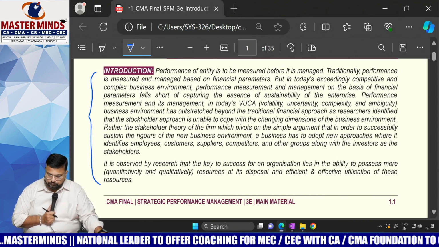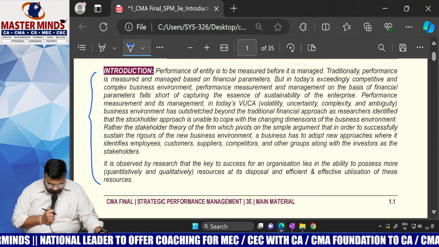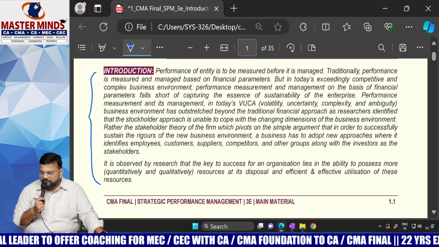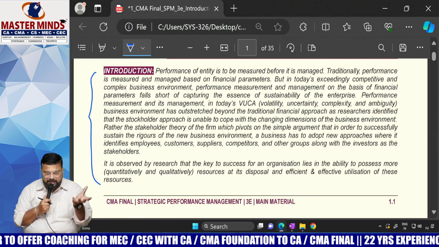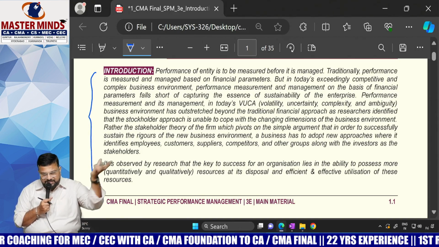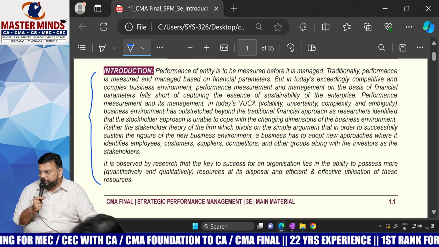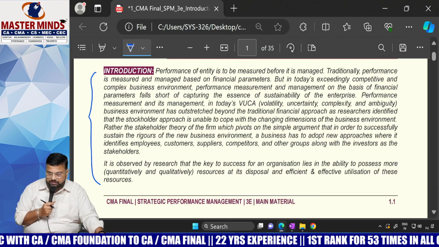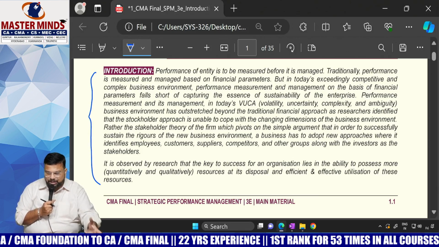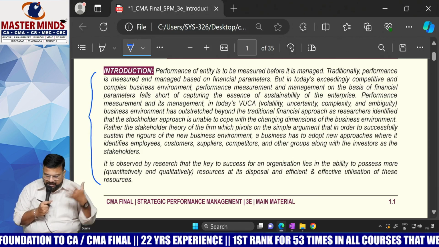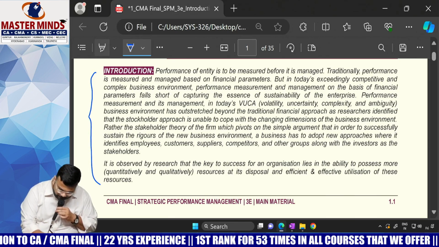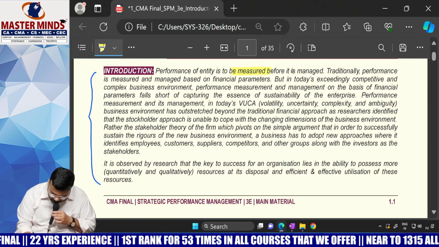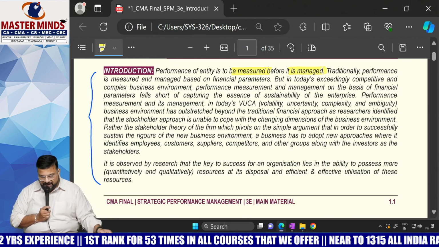Introduction. Performance of an entity is to be measured before it is managed. Before managing, what do you mean by management? To control something, first you should know the actuals, right? We'll compare the actuals with the standard. Then only we'll come to know whether we are in control or not. So before managing something, we should measure it first. Once you measure it, that means you have actual data. Now using that actual data, you will start managing things. So the same thing is given here. Performance of an entity is to be measured before it is managed. So before managing anything, you have to measure it.